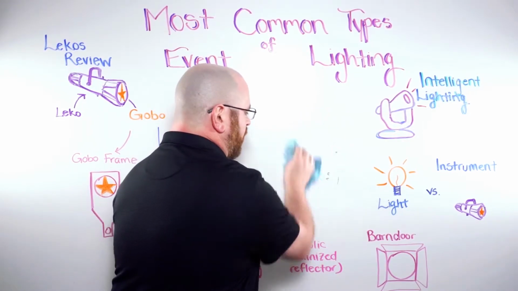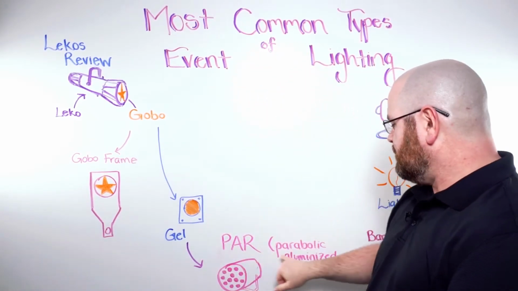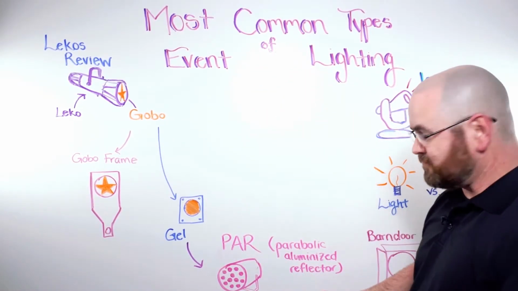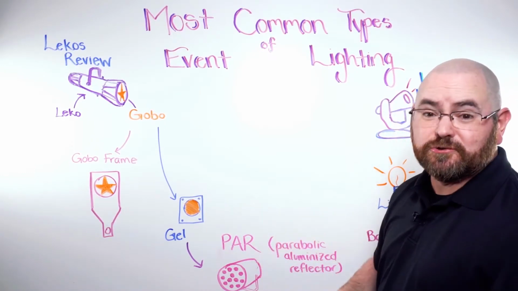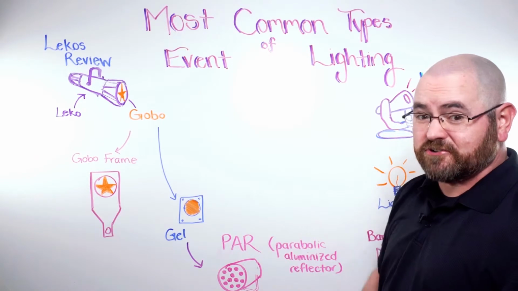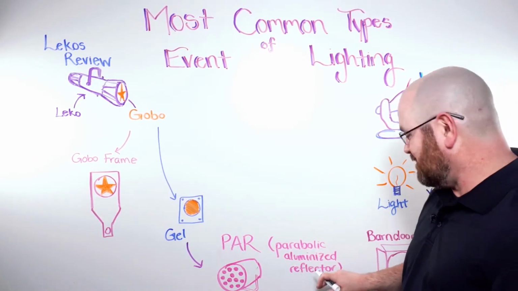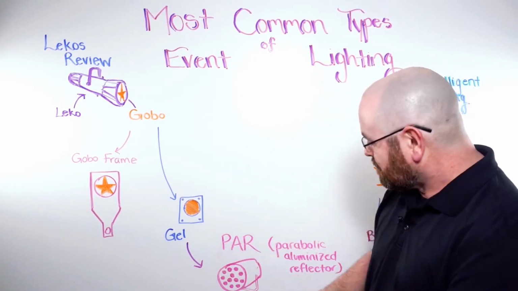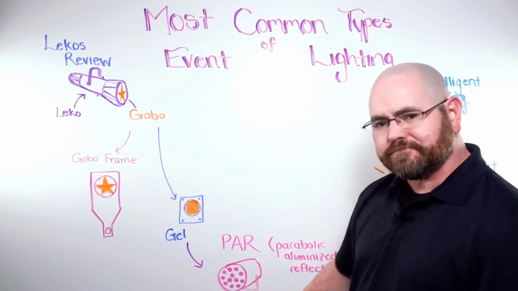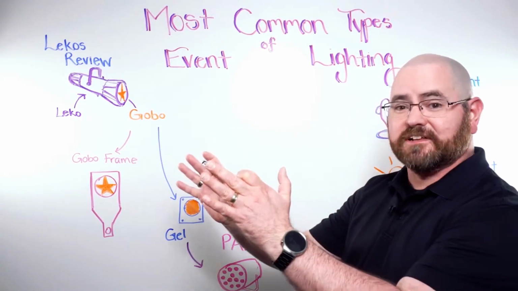A PAR, on the other hand, stands for parabolic aluminized reflector. Now, most people just think that PAR stands for parabolic. You get extra credit, and you can really impress your geeky AV friends by knowing it's parabolic aluminized reflector. The PARs are those shorter, squat instruments that are kind of rounded on the back. And the only thing that PARs do is just a blast of light, right?